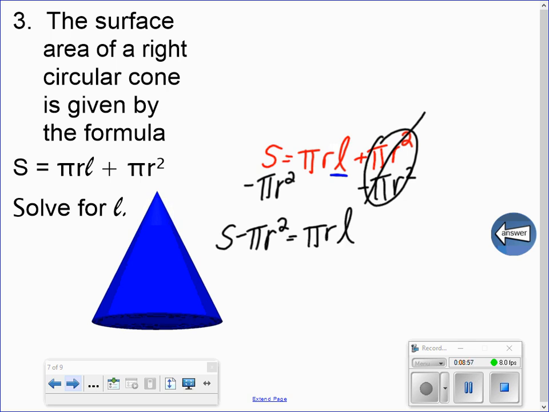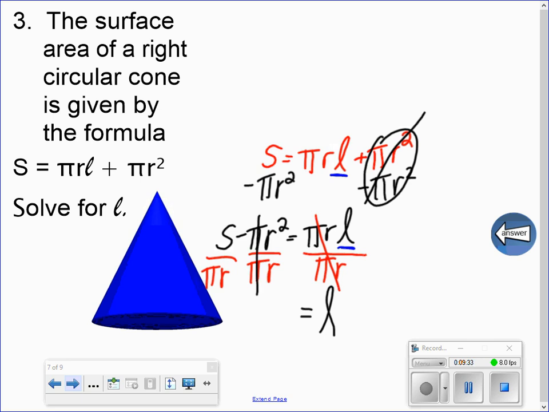Now, we have multiplication happening throughout here. We have pi times r times L. Again, anything that's not the L we want to get rid of. Since both of these things are being multiplied, to undo that we would divide. So we're going to divide both sides by pi and r. So let me change this for a second. Let's do this, pi r. The L stays here. That's the only thing that's left on this side now.